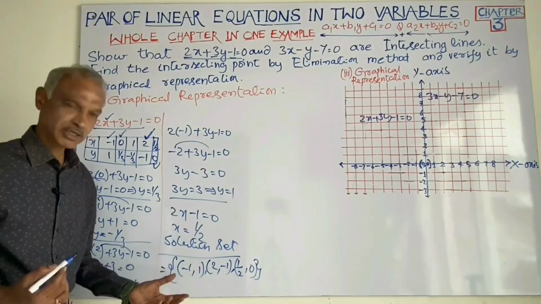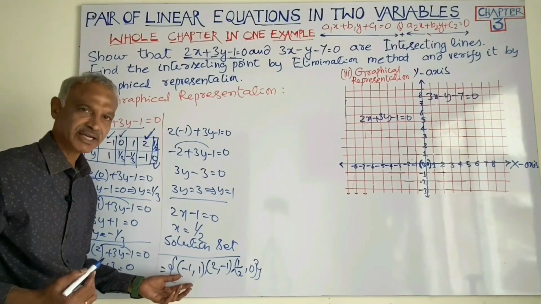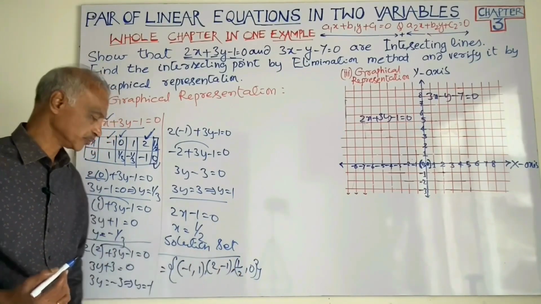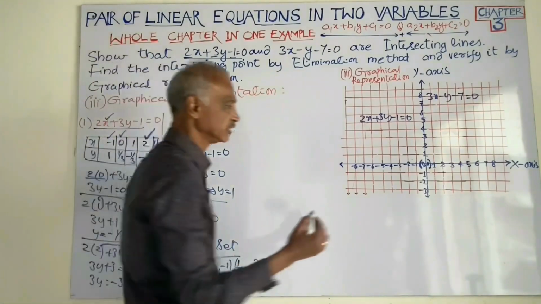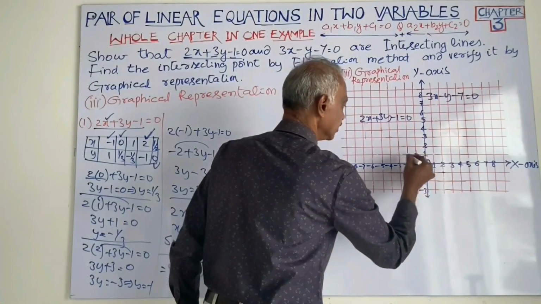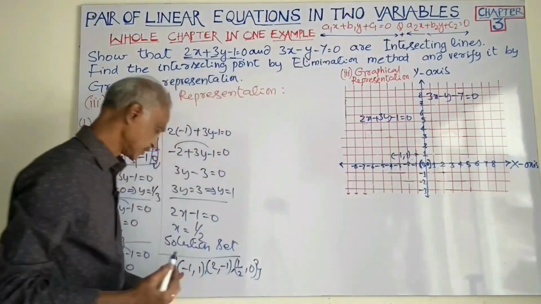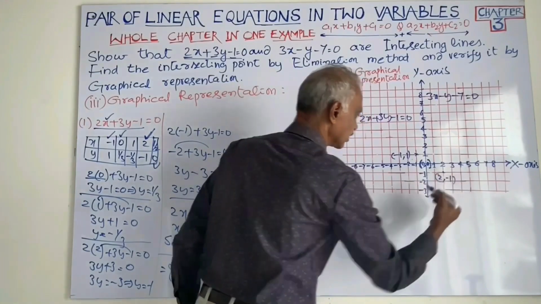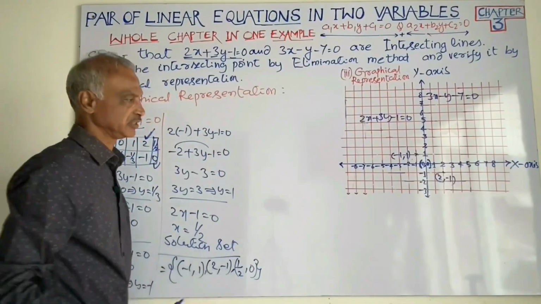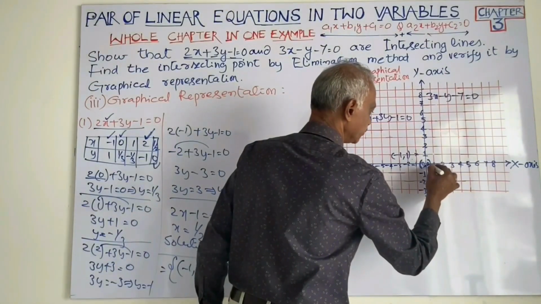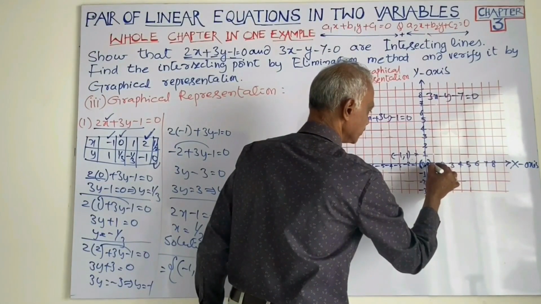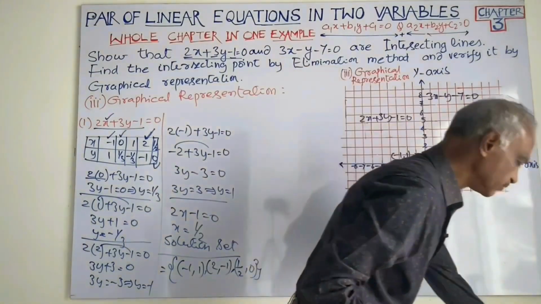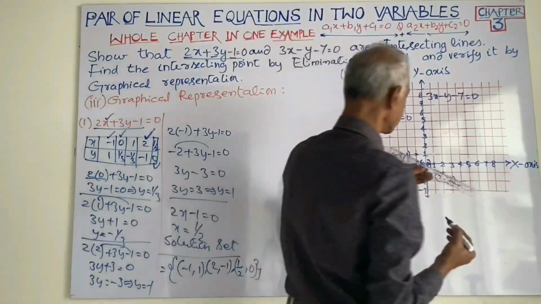Now with the help of the solution set, we will draw a line: minus 1, 1; 2, minus 1; 1 by 2, 0. Where is minus 1, 1? This is minus 1, 1. Next, 2, minus 1. This is 2, minus 1. Next, 1 by 2, 0. Where is 1 by 2, 0? 1 by 2 means here, and 1 by 2, 0 means there only. With the help of these points, we will draw a straight line.